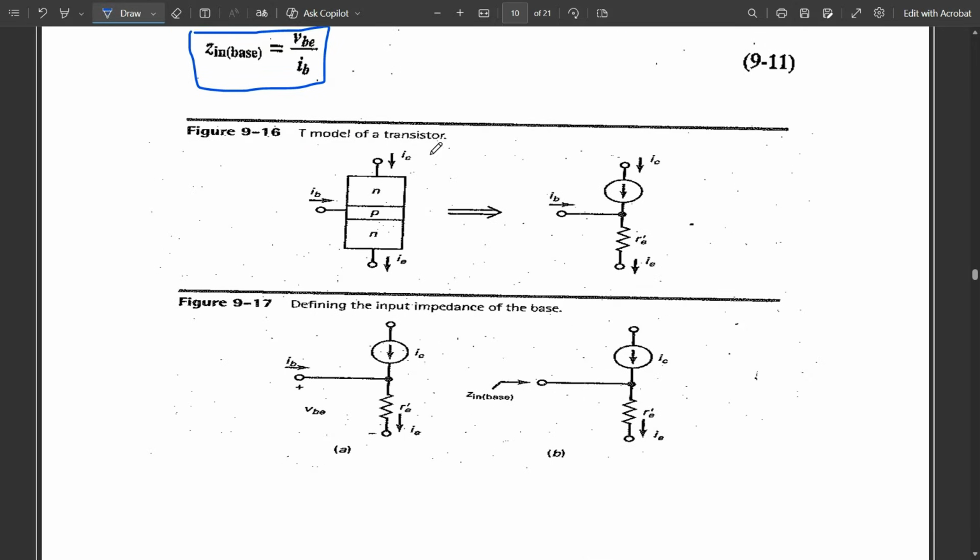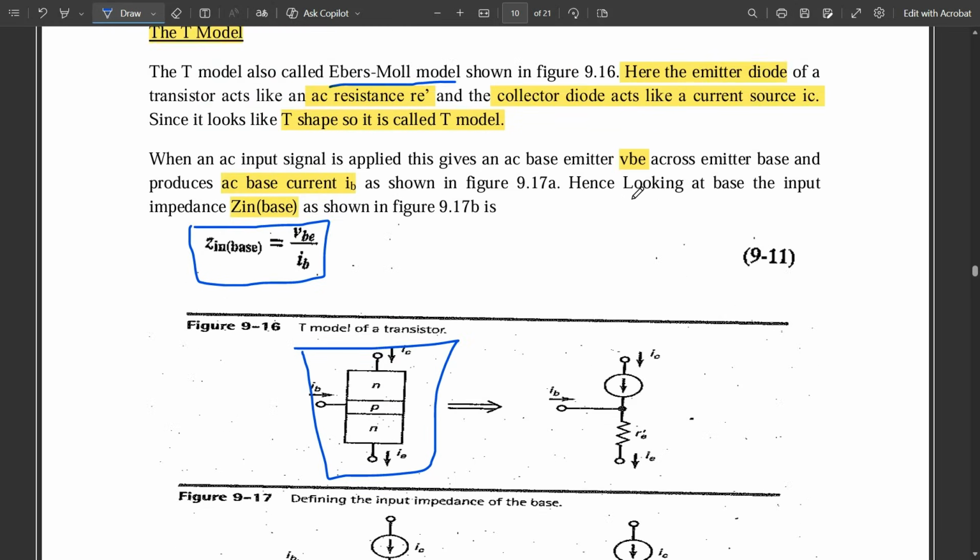So this equation z in base is equal to vbe divided by ib in case of a T model. Now you see the structure here. This is one simple NPN transistor with three terminals: collector, base and emitter. With respect to that, current is established here: ib, the base current, in this direction; ic in the downward direction, the collector current; and ie towards the ground, the emitter current. So the equivalent T model, as I've told you, here on the collector side would be replaced by the current source, because they are mentioned here.